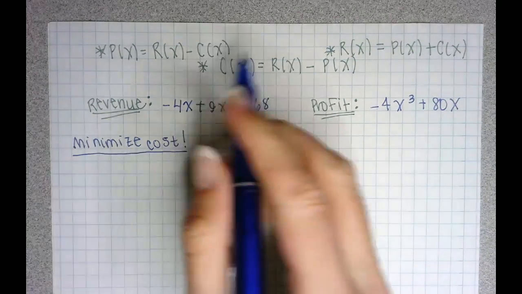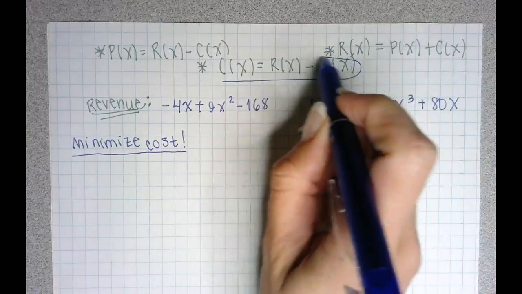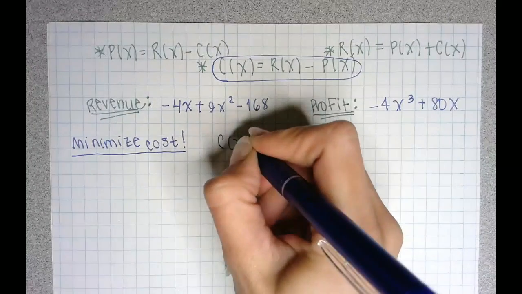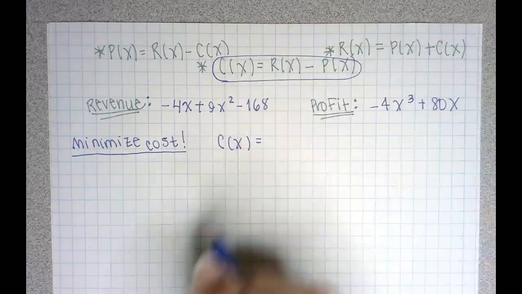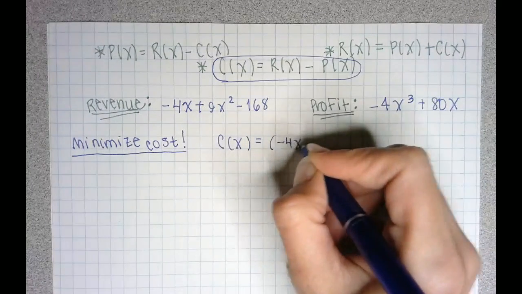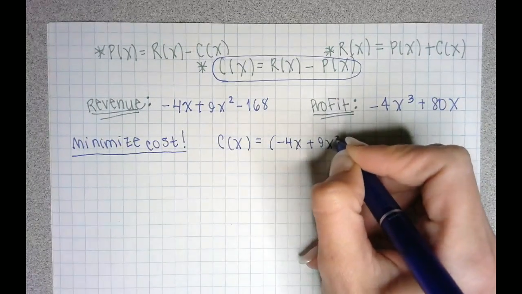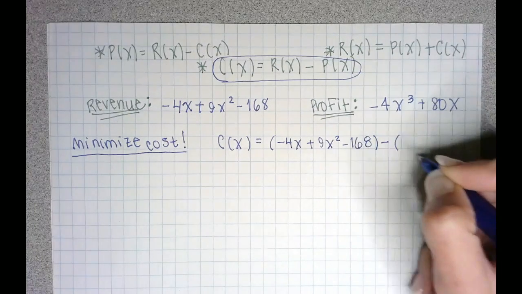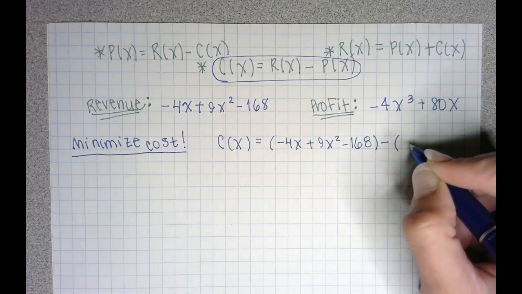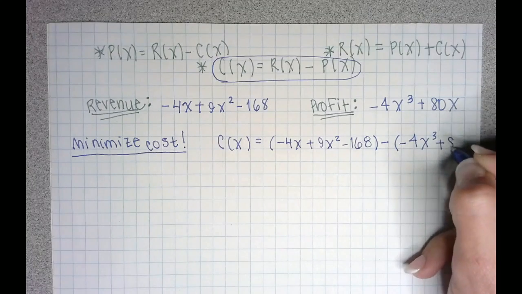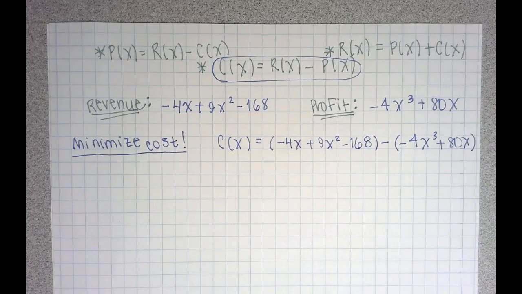So we want to minimize cost, and we're also going to use this equation right here. So C of x is equal to revenue minus profit. Now it's important, here's revenue. I'm going to overuse my parentheses, so negative 4x plus 9x squared minus 168 minus the quantity of, okay, got to use parentheses, negative 4x to the third plus 80x.